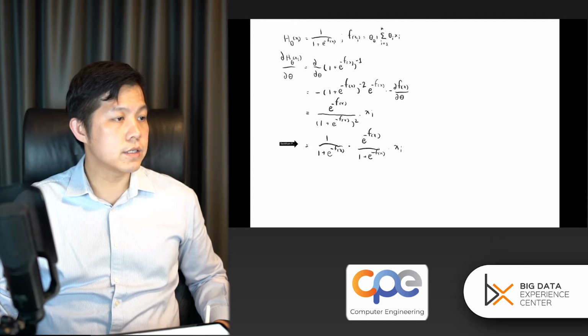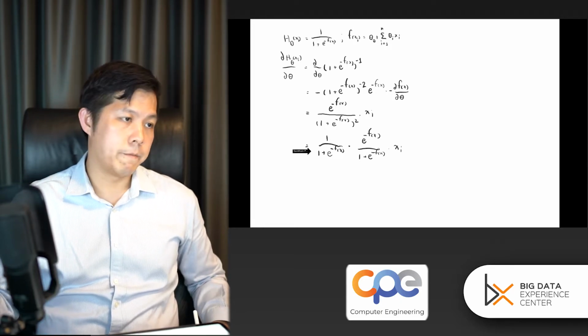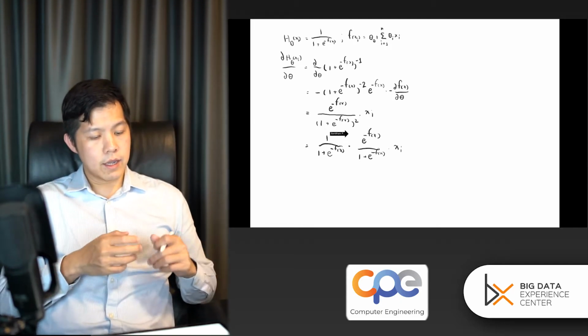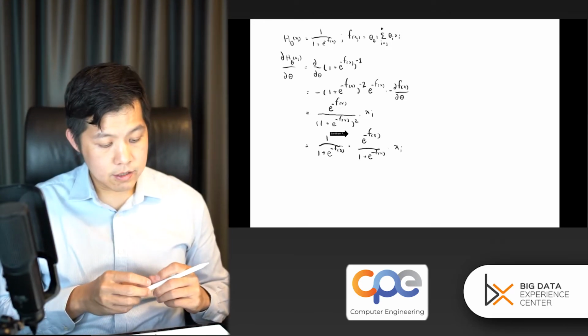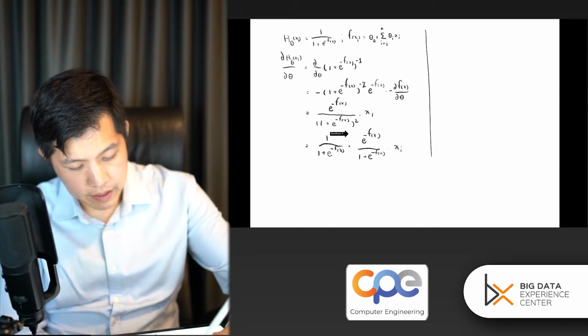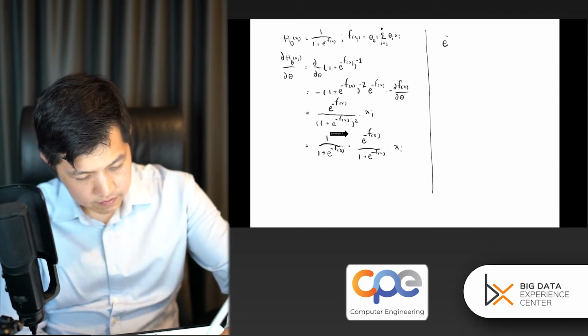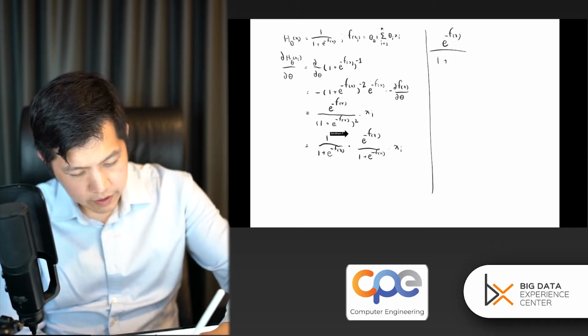Right, the first term here is the same as h theta x. See the similarity here. So that means the first one is actually h theta x. How about the second one? It looks like h theta x, but it is actually e to the minus fx over 1 plus e to the minus fx.